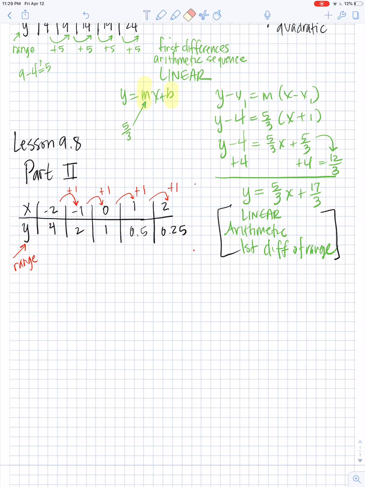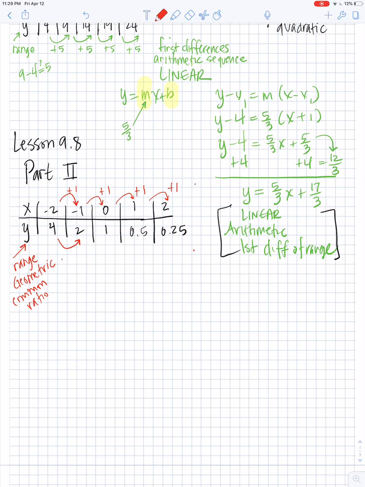So the next thing we might want to ask ourselves is, could this possibly be geometric? Meaning, instead of having a common difference, do the range items have a common ratio? If they have a common ratio, that's going to help us figure out what kind of model that is. Well, what do I do mathematically to get from 4 to 2? I could subtract 2. That would be a common difference of -2.